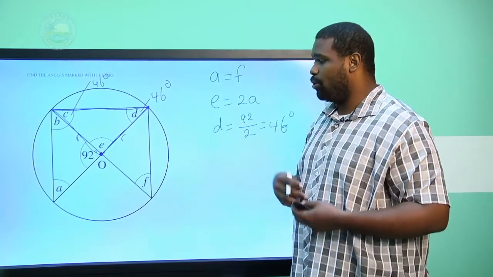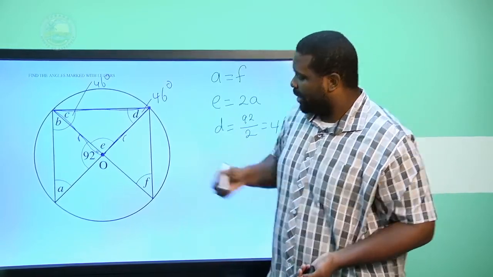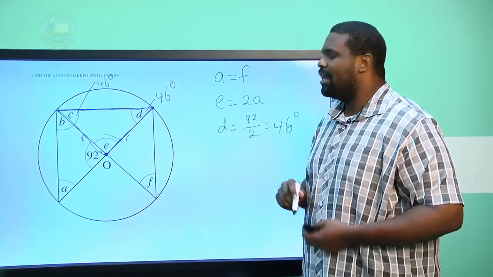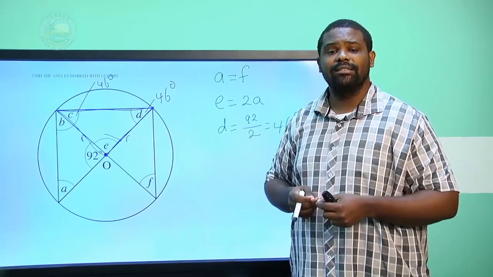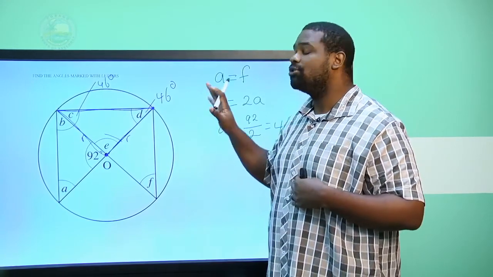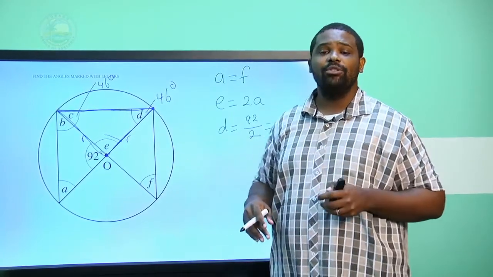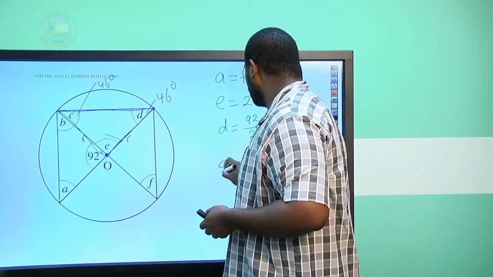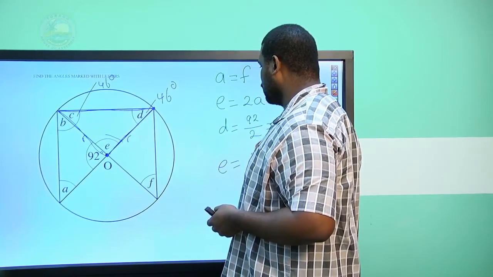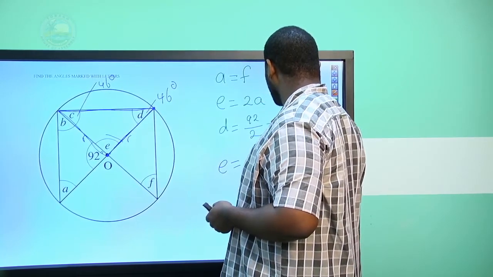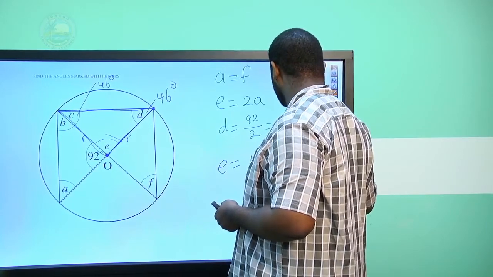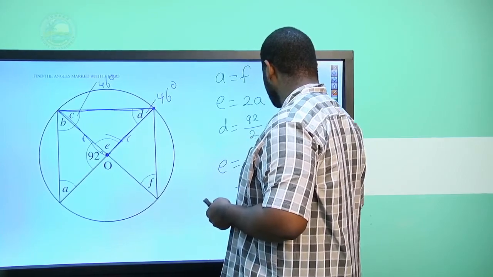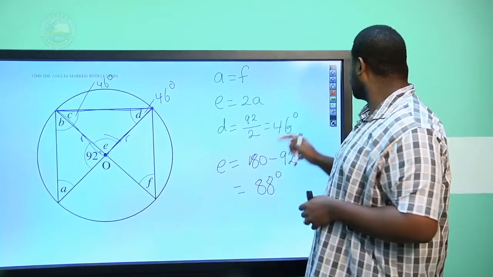I mean, we just have to do 180 take away 92. We could have done it from this straight angle here. We could have done it from this triangle here. There are multiple ways in which we could have done it. And after I finish this example, I want you to try it. See if you can find the values using a different method than I would have used. So angle E will just be 180 subtract 92, which is 88 degrees.